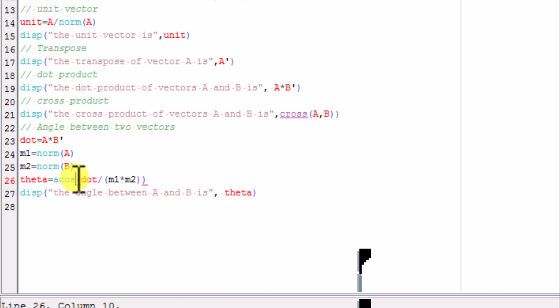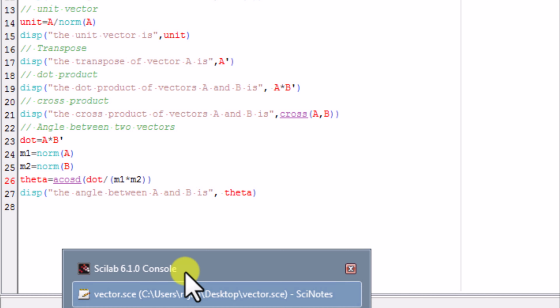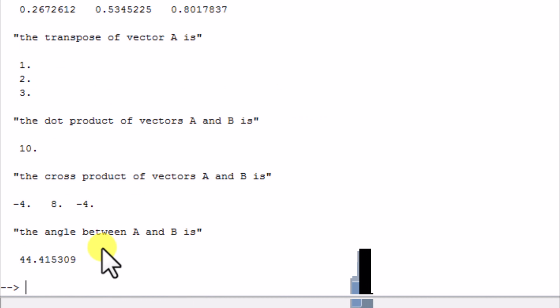So if we want cos D, what will acosd do? It will calculate the angle by taking the cos inverse in terms of degrees. If we do acos, then it will calculate the angle in terms of radians. Now let us again run the command and see the output. As you can see, the angle in degrees is 44.41 degrees.